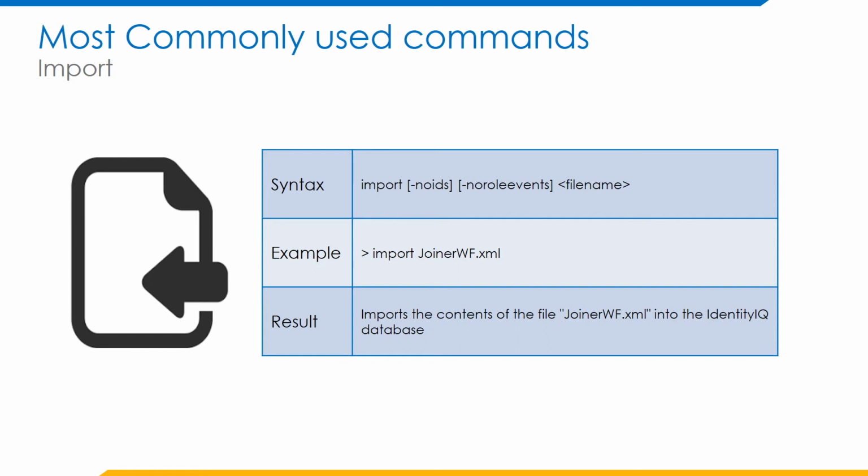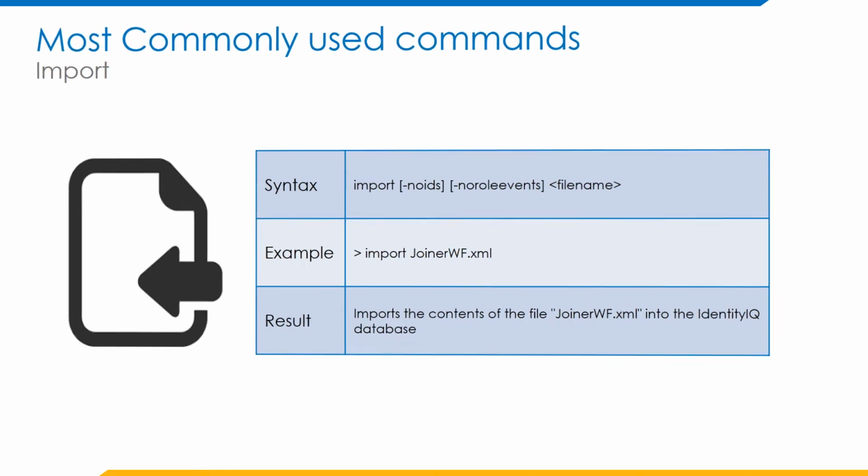We also have two optional arguments, -noIDs and -noRoleEvents. The noIDs option will remove all ID attributes before parsing. -noRoleEvents will disable generation of role change events for any role propagation.